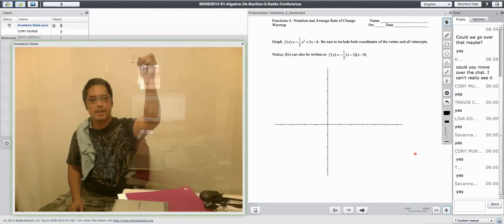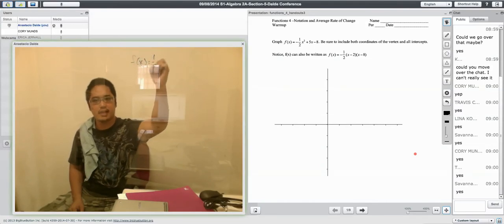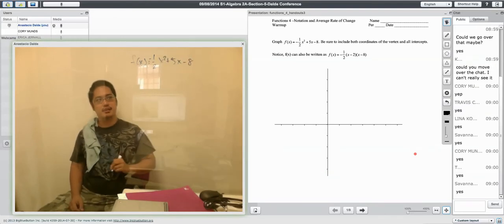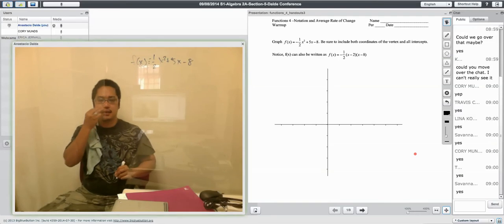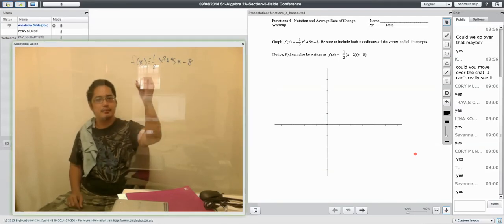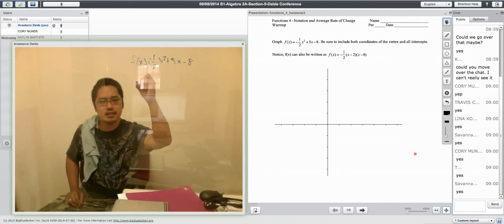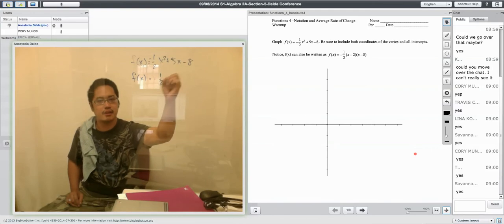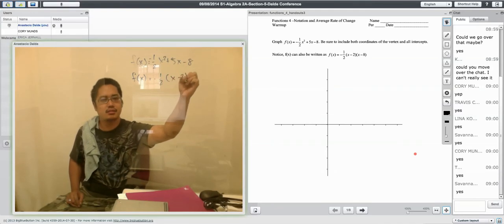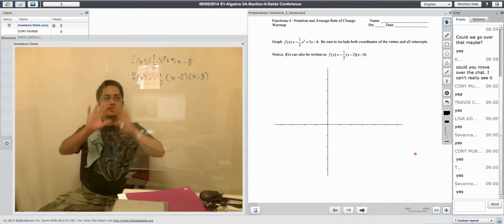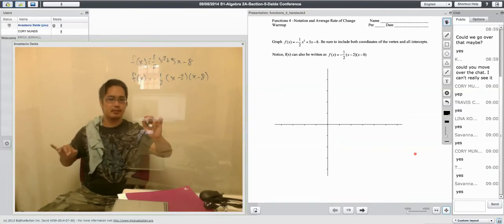If I start off with f of x equals negative 1/2 x squared plus 5x minus 8, and they want to graph this, let me think about something else. I know that this can also be written as f of x equals negative 1/2 (x minus 2)(x minus 8). If you don't believe me, foil this.